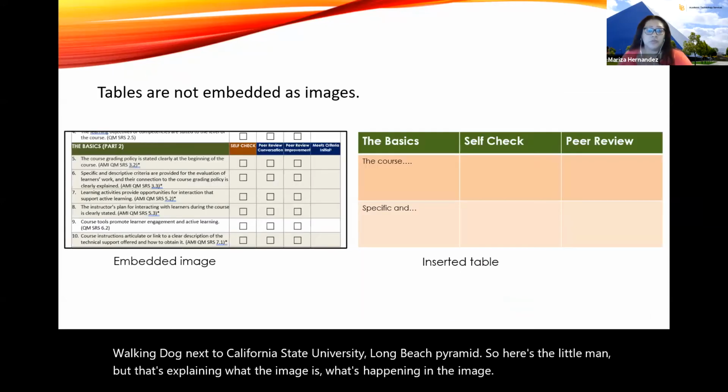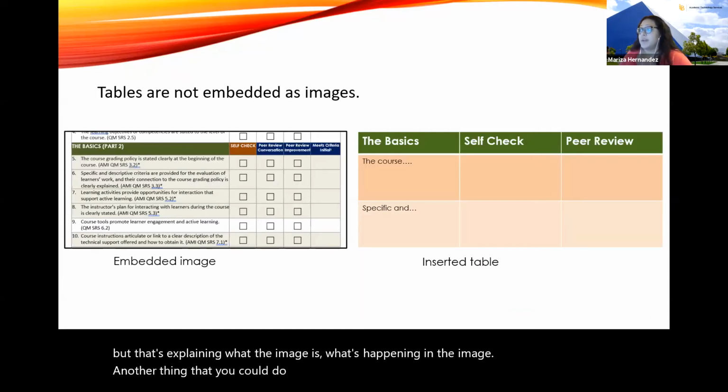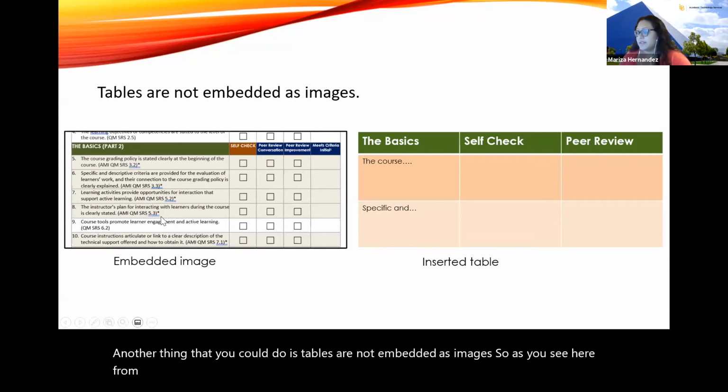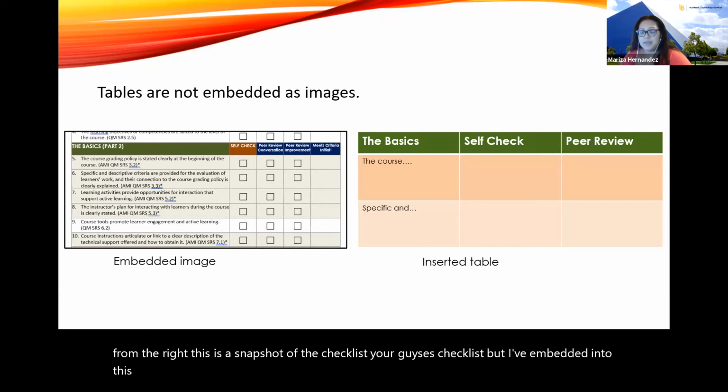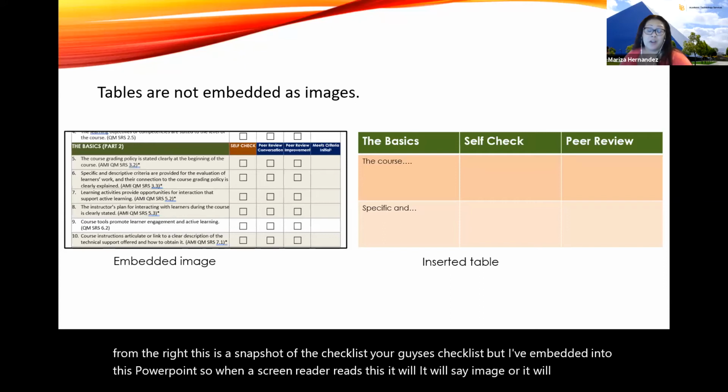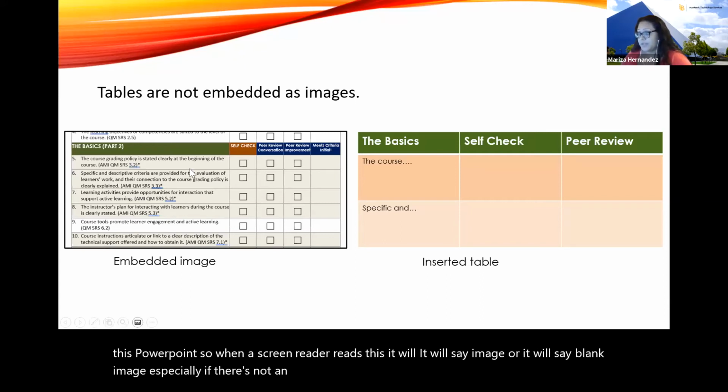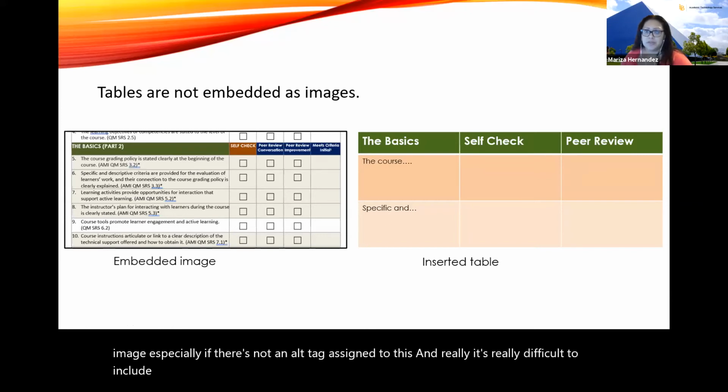Another thing that you could do is make sure tables are not embedded as images. As you see here on the right, this is a snapshot of the checklist that I've embedded into this PowerPoint. When a screen reader reads this, it will say image, or blank image, especially if there's not an alt tag assigned. And it's really difficult to include alt tags for tables, because there's so much information.